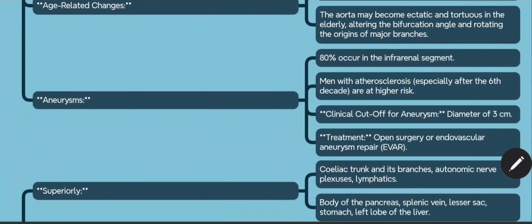Abdominal aortic aneurysms: 80% happen in the infrarenal segment. Men with atherosclerosis, especially after the 6th decade, are at higher risk. The clinical cutoff for an aneurysm is a diameter of 3 cm. The treatment is open surgery or endovascular aneurysm repair.